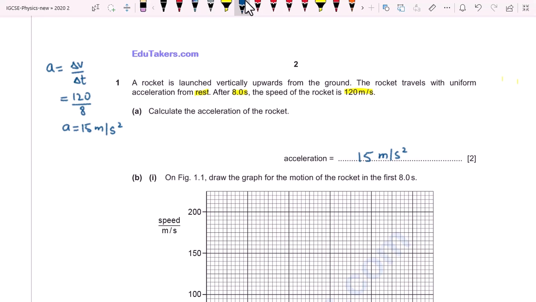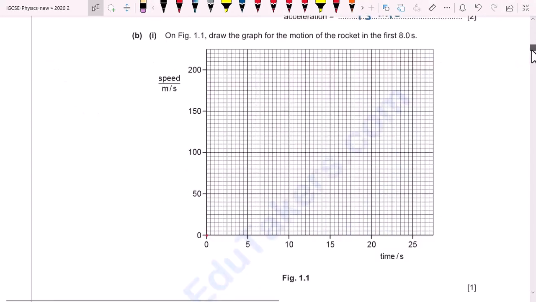Part B 1. On figure 1.1, draw the graph for the motion of the rocket in the first 8 seconds. You can see from the statement that the rocket starts from rest. It means that at time t equal to 0, velocity is also equal to 0. At 8 seconds, the velocity of the rocket becomes 120 meters per second. So we have to draw this on the graph.